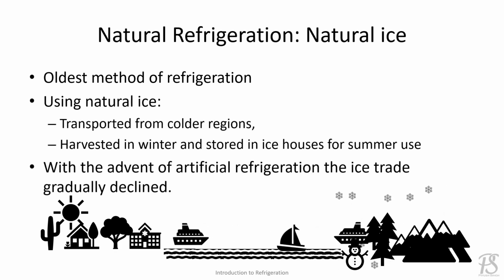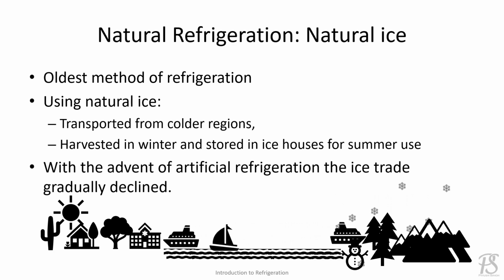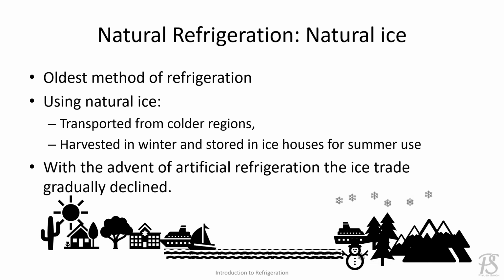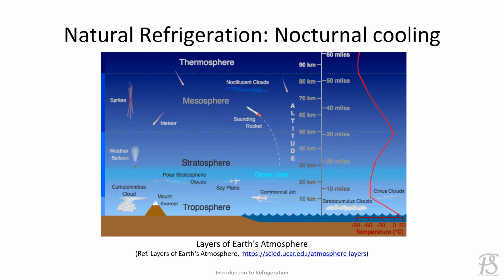Refrigeration using natural ice is the oldest method of refrigeration. The natural ice used for refrigeration was either transported from colder regions or harvested in winter and stored in ice houses for summer use. With the advent of artificial refrigeration, the ice trade gradually declined. As we move higher into the atmosphere, temperature variations are observed. The troposphere, which is closest to the Earth's surface, has almost a linear drop as we move higher up. Beyond the troposphere, we have the stratosphere, which has a sub-zero temperature range of around -60 to -40 degrees Celsius.